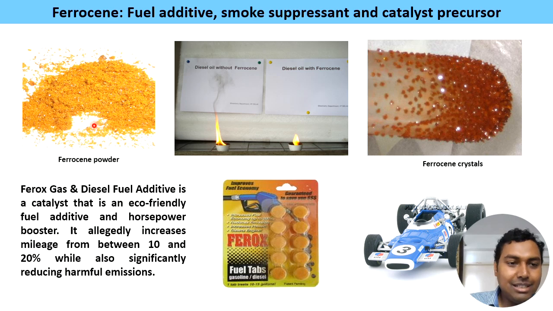Okay, so here is the ferrocene powder. We can say this is an orange or yellow-orange powder, and we can also easily crystallize ferrocene. So if we sublime ferrocene, we can get this type of nice crystals.